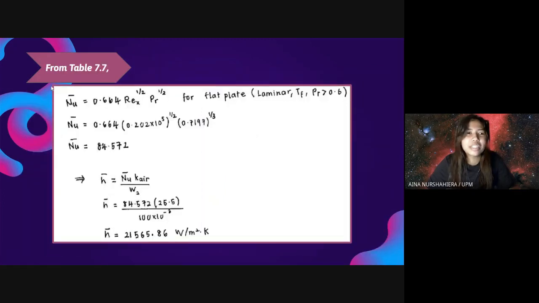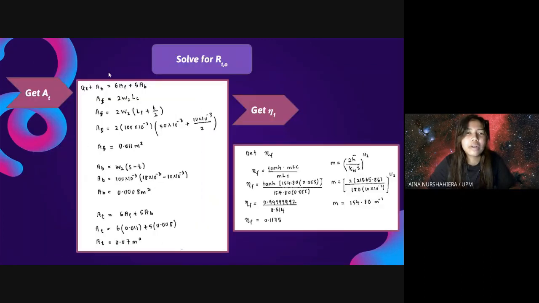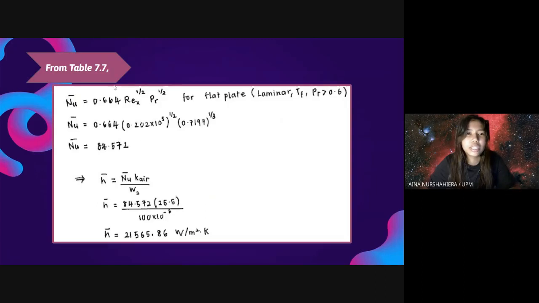And the next one came from table 7.7, which is the Nusselt number relations for flat plate. We can get for laminar flow, and with a Prandtl number of 0.6, we can use this formula to get the Nusselt number. And with this Nusselt number, we can further proceed with calculating the h bar value for the flow.